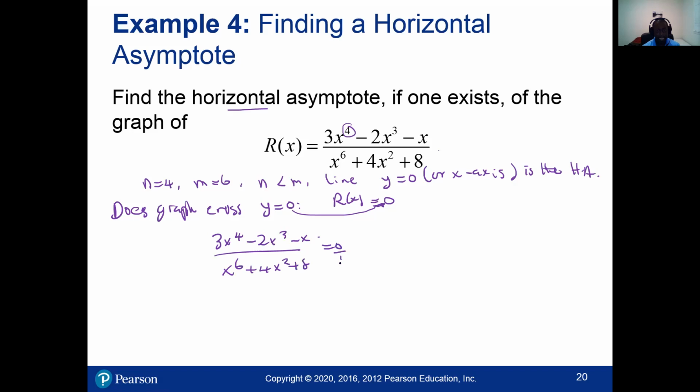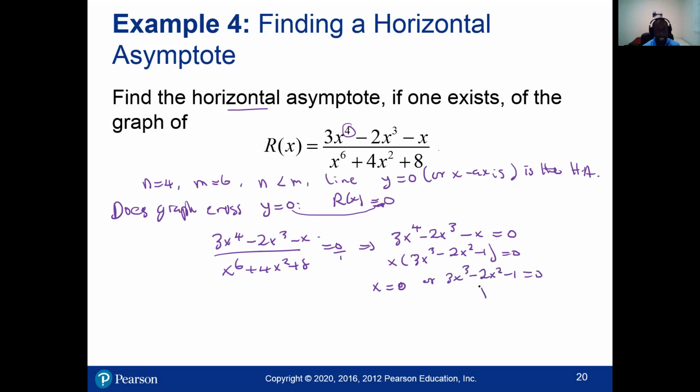Now this is over 1. If you cross multiply, you only have the numerator: 3x to the 4 minus 2x cubed minus x equal to 0. Then the common factor is x, so we have x times 3x cubed minus 2x squared minus 1 equals 0. So you have x is equal to 0 or 3x cubed minus 2x squared minus 1 equals 0.